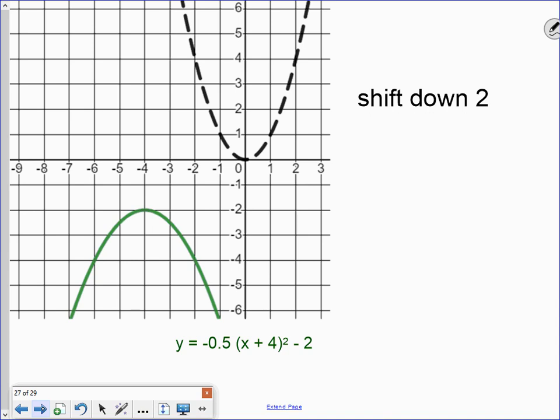Okay? So notice one way to key on these things is to look at the vertex of our new parabola. Our vertex here is at negative 4, negative 2, right? Our vertex started at 0, 0, so our vertex has been shifted left 4 and then down 2.